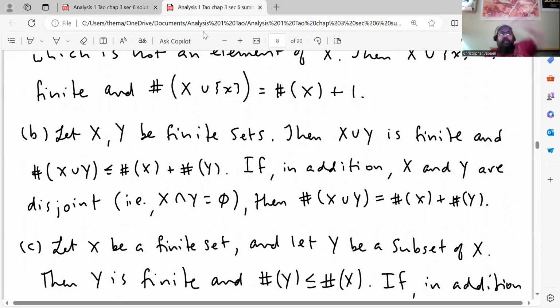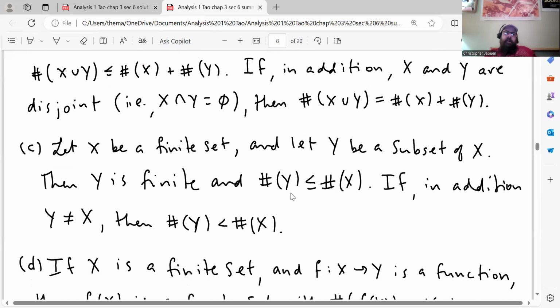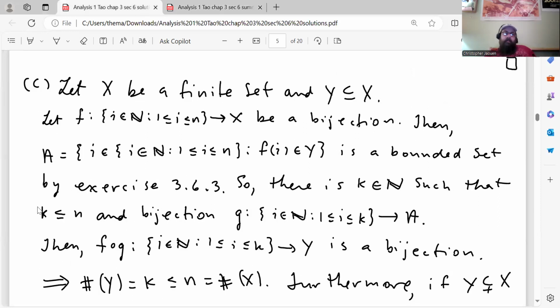All right, part C says this. Let X be a finite set and let Y be a subset of X, then Y is finite and the cardinality of Y is less than or equal to the cardinality of X. If in addition Y is not X, then the cardinality of Y is strictly less than the cardinality of X. All right, so here's my proof. Let X be a finite set and Y be a subset of X.